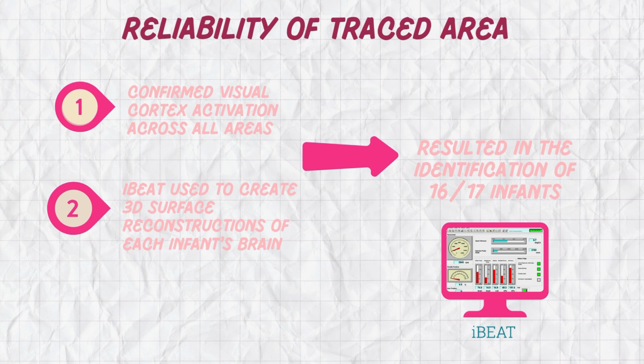A tool called iBEAT was used to create 3D surface reconstructions of each infant's brain. These surfaces were flattened to make clear maps, and they projected the contrast between meridians onto each map. By focusing on where these orientations peaked, they traced out visual area boundaries, like the border between V1 and V2, which they identified using a strong response to the vertical meridian in a specific part of the brain. Remarkably, they could identify these visual areas in 16 out of 17 infants.